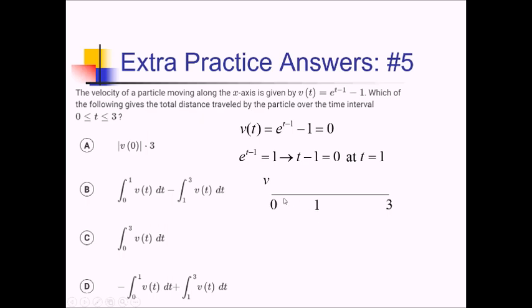So a number between 0 and 1. Let me try 1/2. Now I'm plugging this into the v function here. So this is going to be e to the 1/2 minus 1. That's e to the negative 1/2. That's 1 over the square root of e.